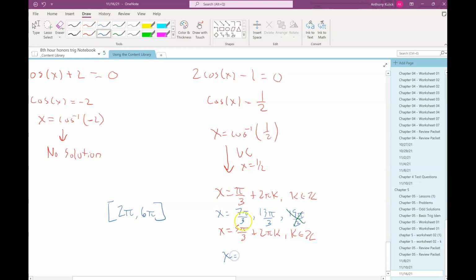Doing the same thing down here. Clearly 5 pi over 3 is too small. That's less than 2 pi already to start with. I add 2 pi to that, I get 11 pi over 3. That's good. I add another 2 pi to that, I get 17 pi over 3. Still less than 6 pi. I add another 2 pi to that, and that is too big. So I have these 4 solutions.